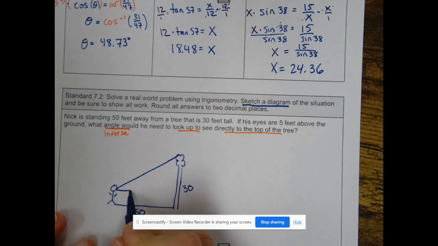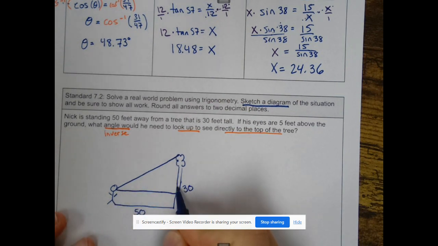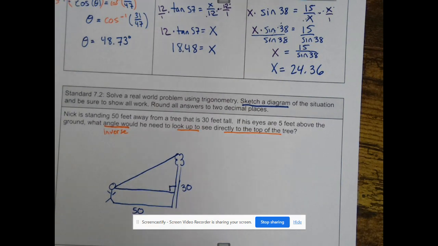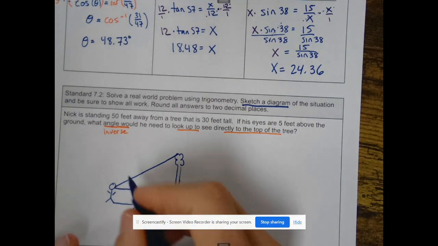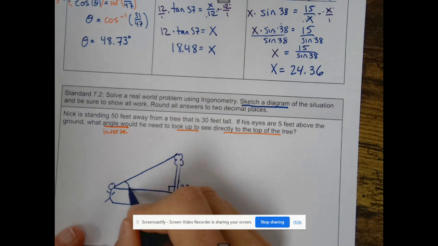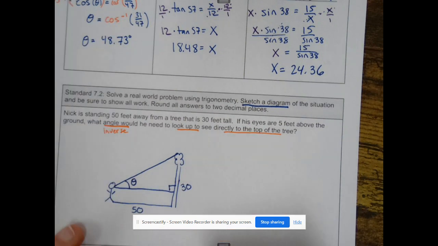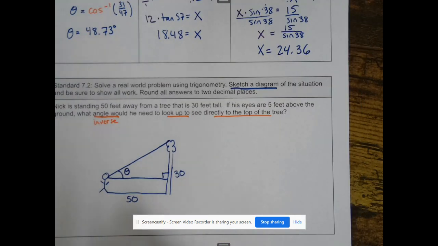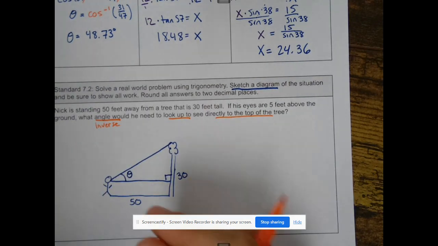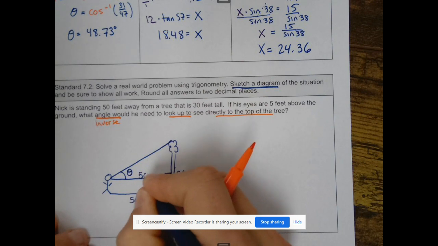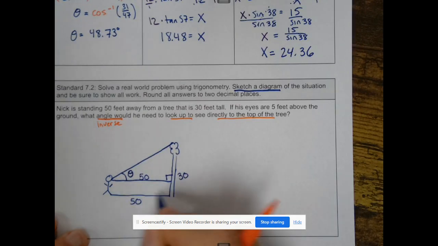Well, we always want to make a right triangle here. So now we see that. There's a right triangle. What do we know about this right triangle? We're trying to figure out what angle Nick would need to look up at. So that means that's theta. Now, in this specific triangle, what do we know? We know that this distance is still 50. That distance hasn't changed. His feet to the tree, his eyes to the tree.